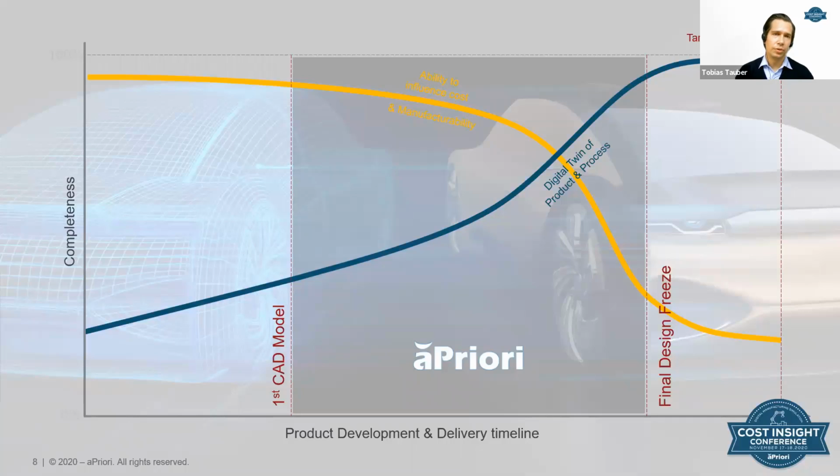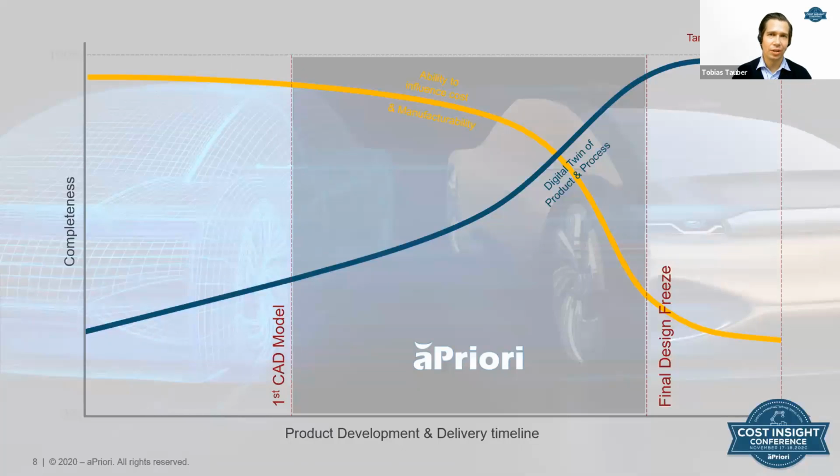So the window of opportunity that we have here is when we do the CAD design, from the first CAD model to final design freeze, where we actually do the detailed design and develop our product and the digital twin, to have the right insights in terms of cost and manufacturability as we do this. In this window, aPriori can bring value with the insights we provide into manufacturability and cost to support decisions. And that brings us back to the point I was making a second too early.